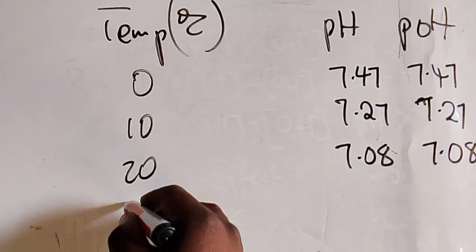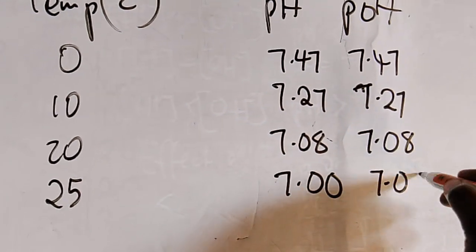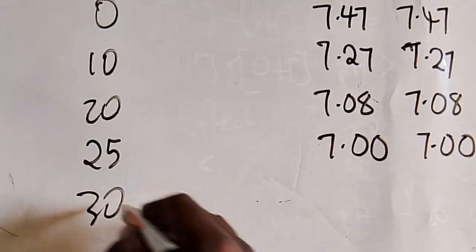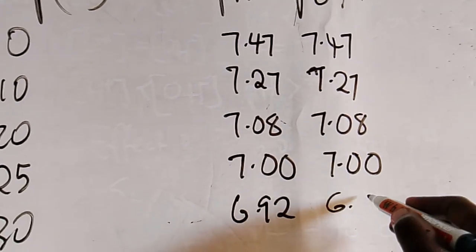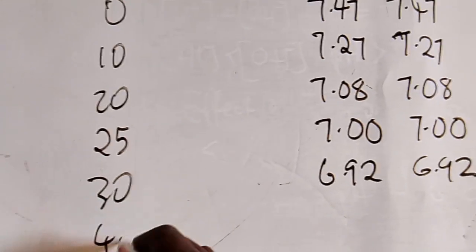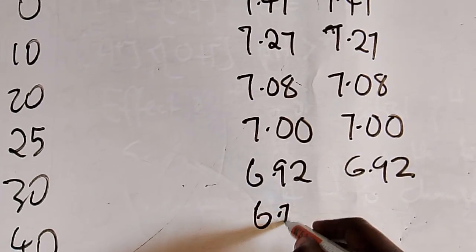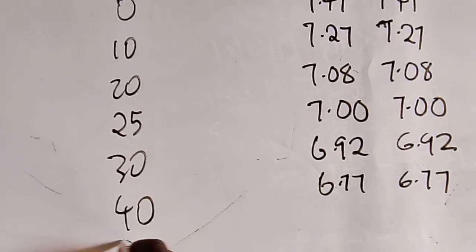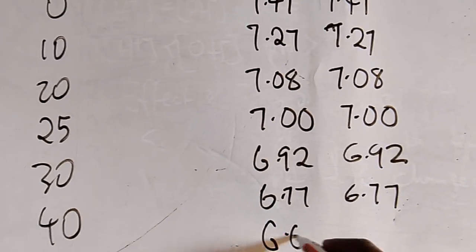Then 25 is the one that we know, 7.00. Then at 30, it goes to 6.92. Then 40, it goes to 6.77. Okay, then lastly 50, it goes to 6.63.